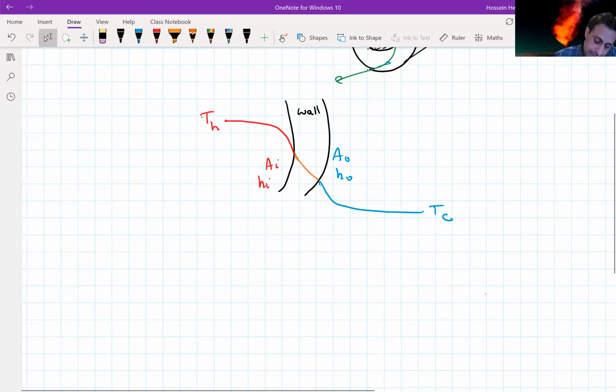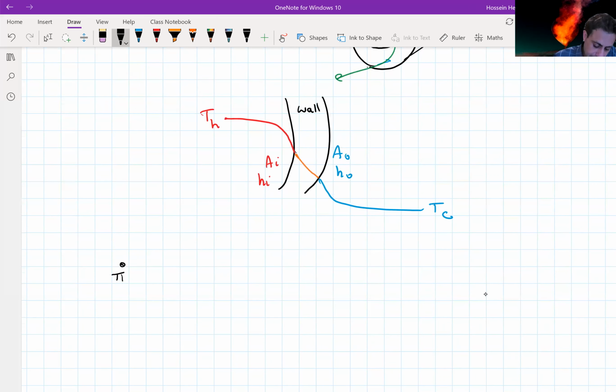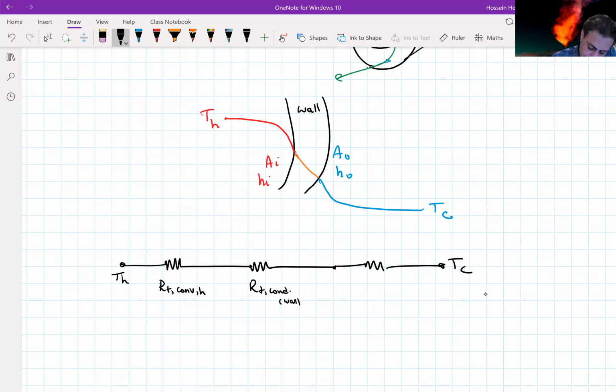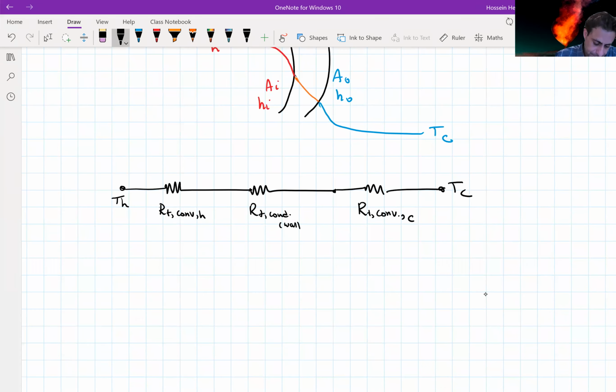Now, if I look at the resistance to the heat flow, starting from TH, we have one resistance because of the convection in the hot side. Then we have a resistance of conduction for the wall. And then we have another resistance till we reach T cold, which is convection for the cold side, for the cold fluid. The cold and hot could be in a different arrangement. And that's the Q that is flowing through the system.